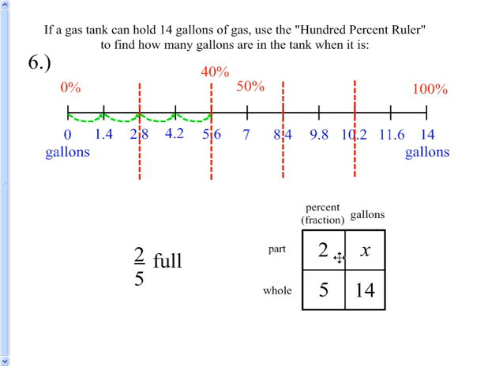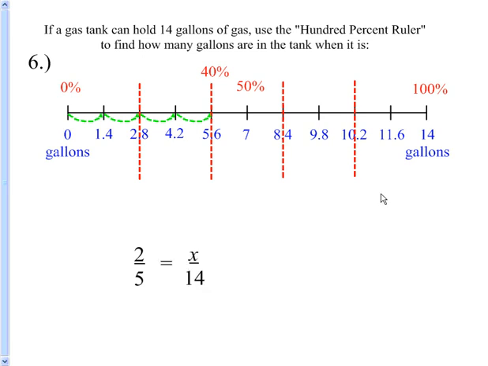We can also use the strategy that we used in question number 5, where we set up a proportion table. Here, just like in question number 5, we have part to whole as the 2 elements on the left-hand side. And up above, this column is percent or fraction, and this is gallons. We can use that to set up a cross multiplication. So we're multiplying 2 times 14 divided by 5 to give us x. 2 times 14 equals 28. 28 divided by 5 is 5 6/10.